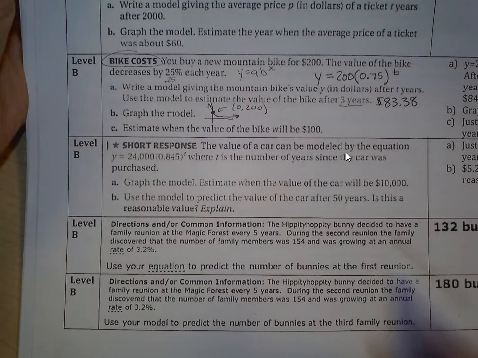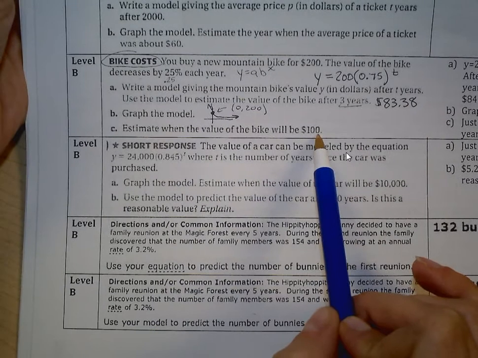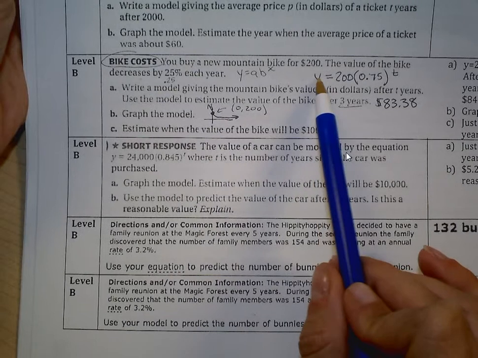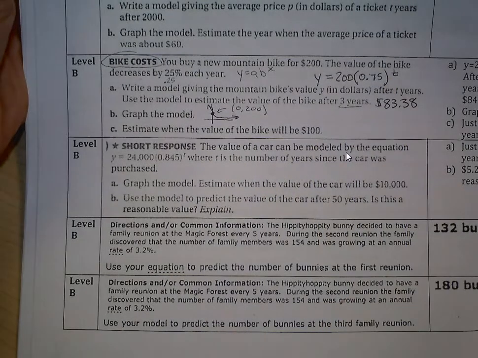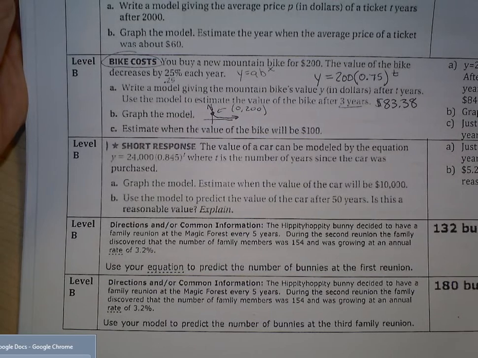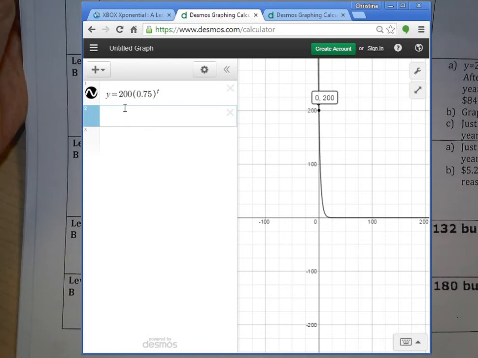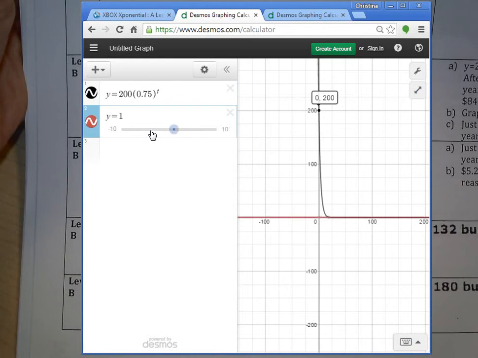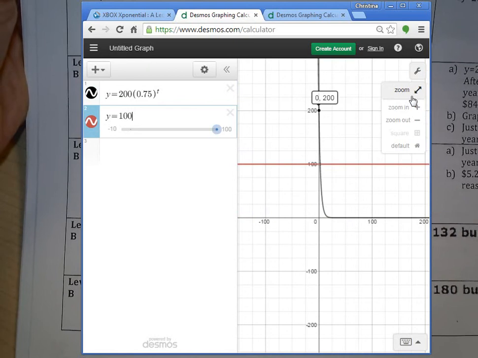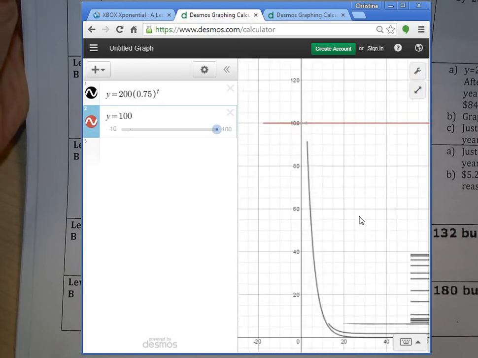Estimate when the value of the bike will be $100. So I could plug in $100 here and solve for t, or I can go to my graph. Now I know the dollar amount. I want t, the number of years. So if I know the dollar amount, that's on the y-axis. So I'm going to say y is equal to 100. Don't say x is equal to 100 because x is years. So I'm going to zoom in, see where these two lines intersect.